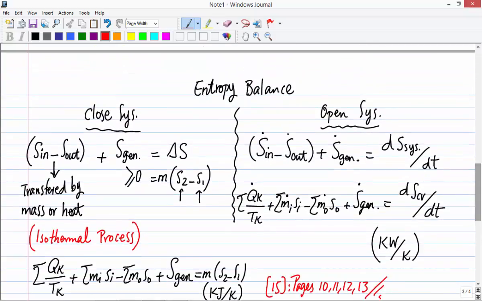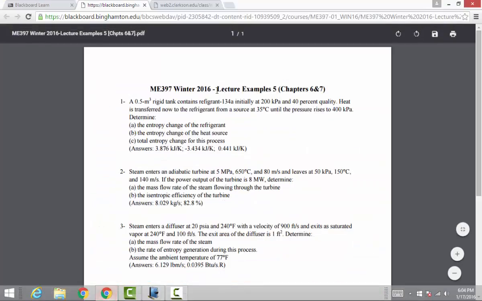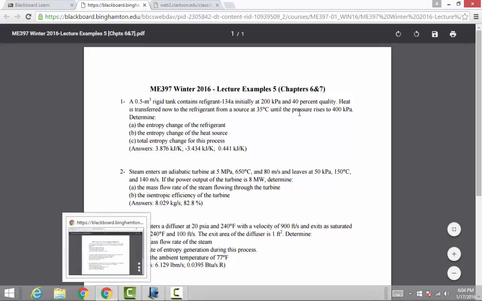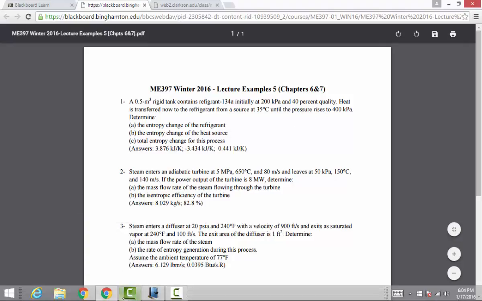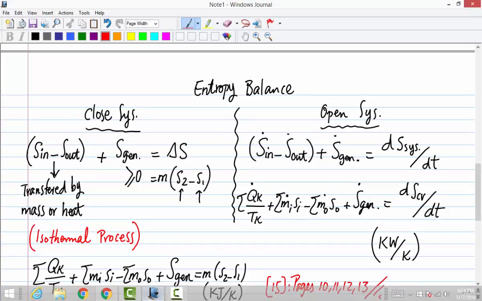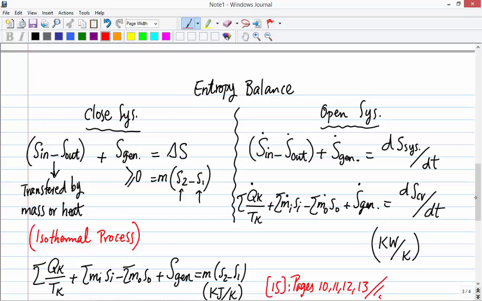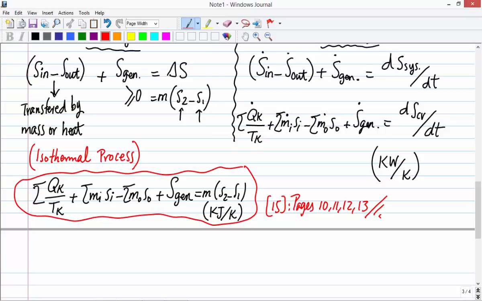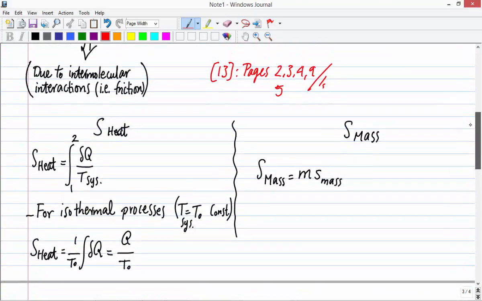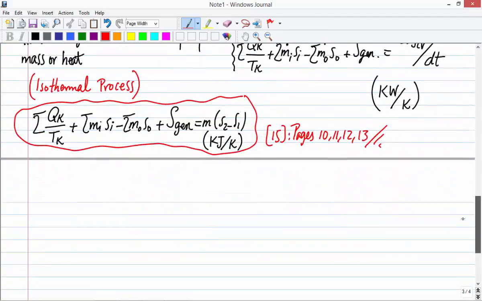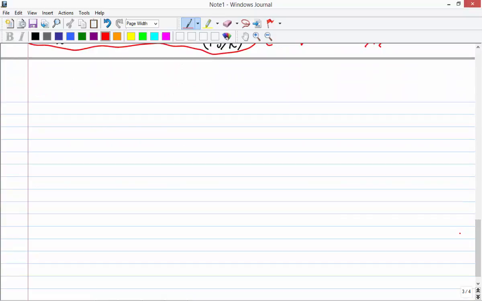And in this example, let me bring it up once again. Here we have a rigid tank that contains something, so that would be a closed system. There's no valve, no opening, no leakage, nothing. So it's a closed system, and we're gonna use this equation on our left here. This is what I'm gonna use. So far, we know a little bit about entropy, how we treat this parameter. So let's solve our example.